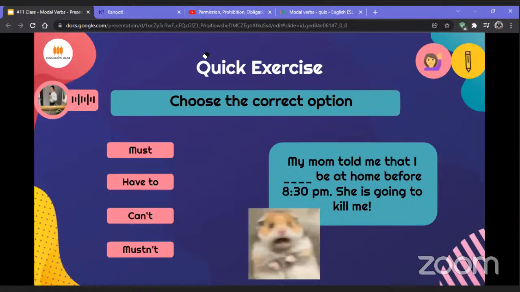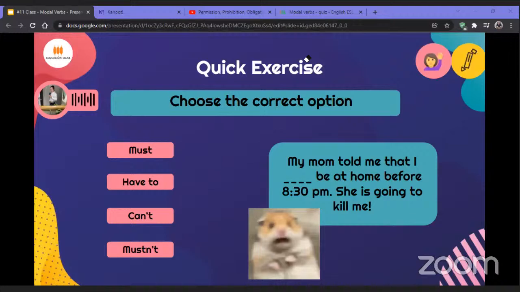And our third example. Okay, this one is for Jhonny. So I will say, my mom told me that I blah blah blah be at home before 8:30. She's going to kill me. So I will say that I must be at home before 8:30. She's going to kill me. Okay, excellent. Good work. My mom told me that I must be at home.